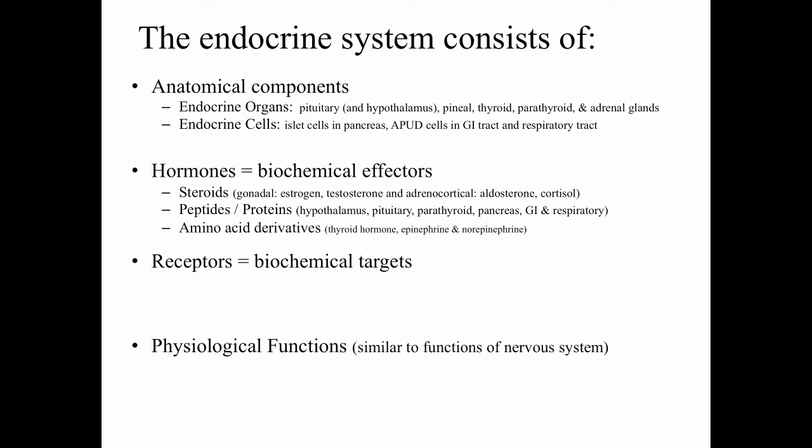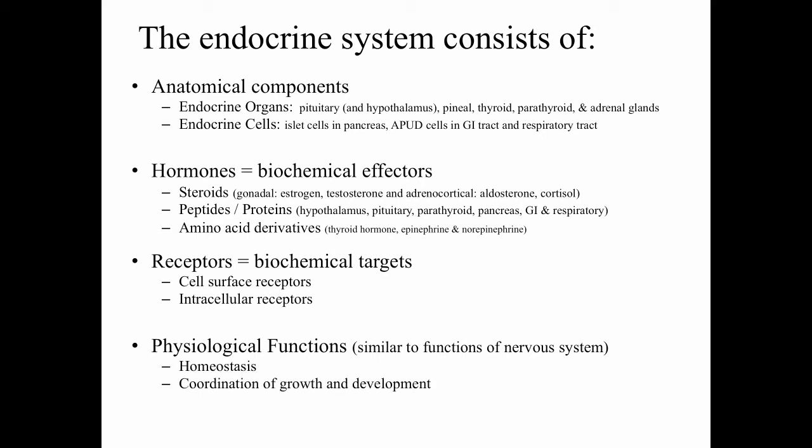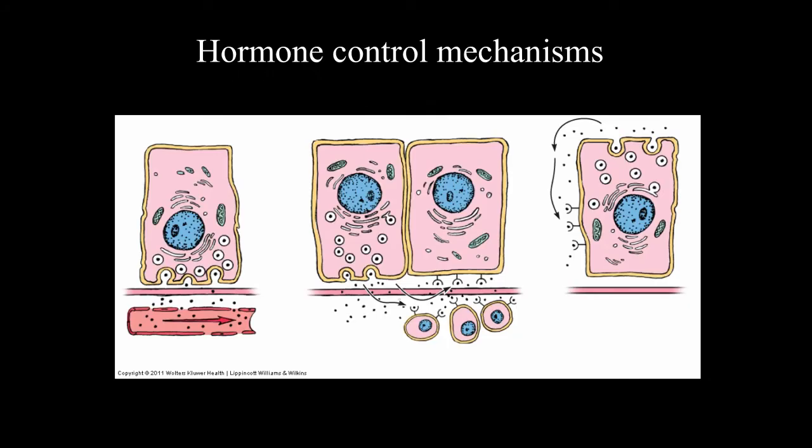Now, of course, the receptors are the biochemical targets, and these can be cell surface receptors or they can be intracellular receptors. Now, the physiologic functions of the endocrine system are similar to that of the nervous system in that they help to regulate homeostasis and they coordinate growth and development.